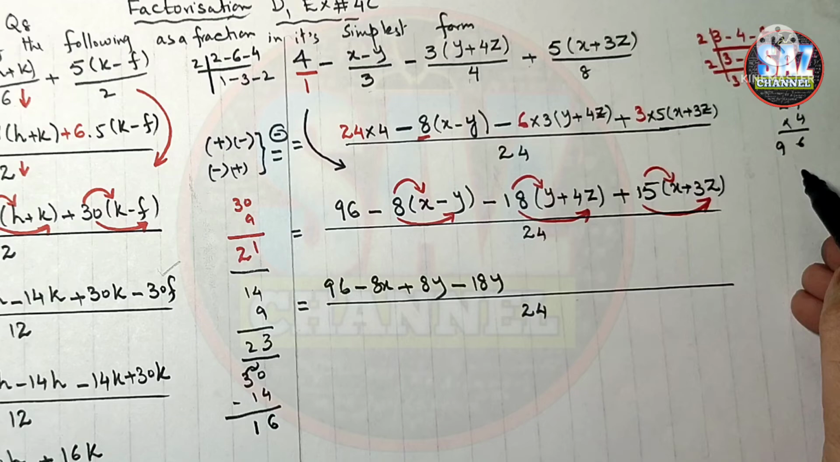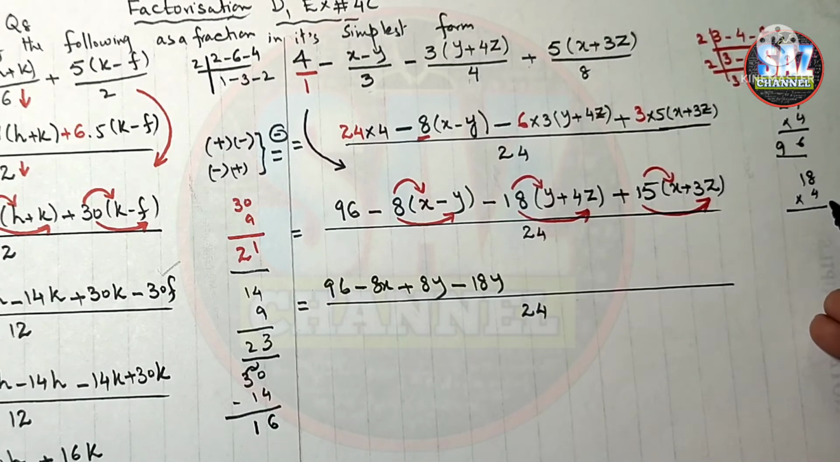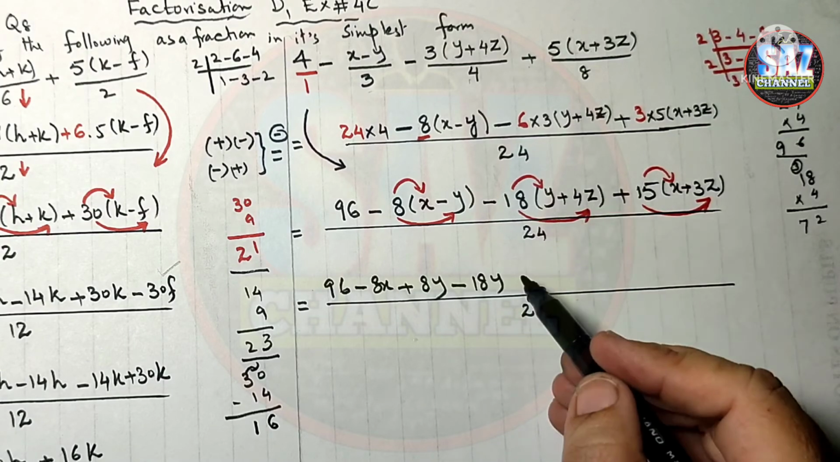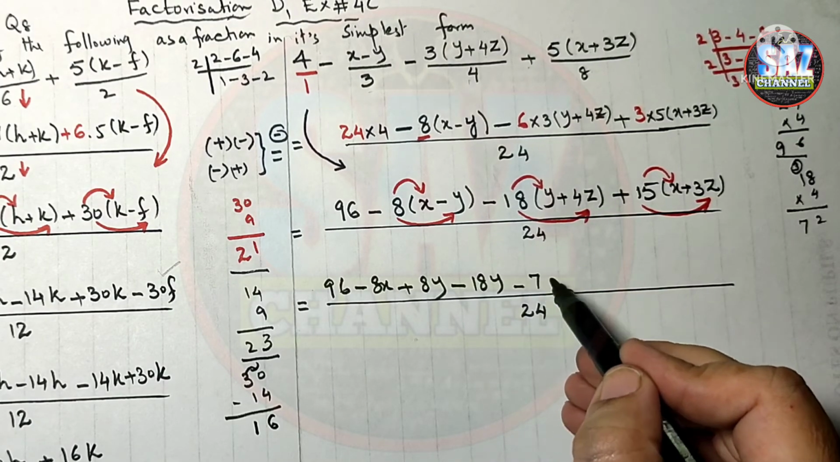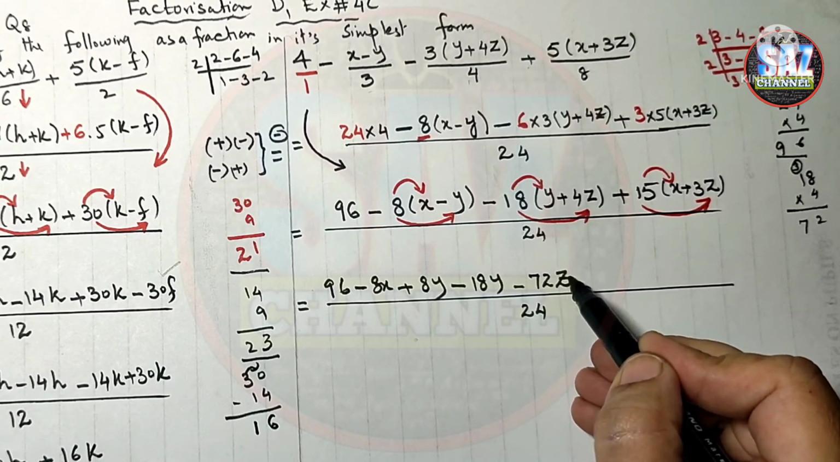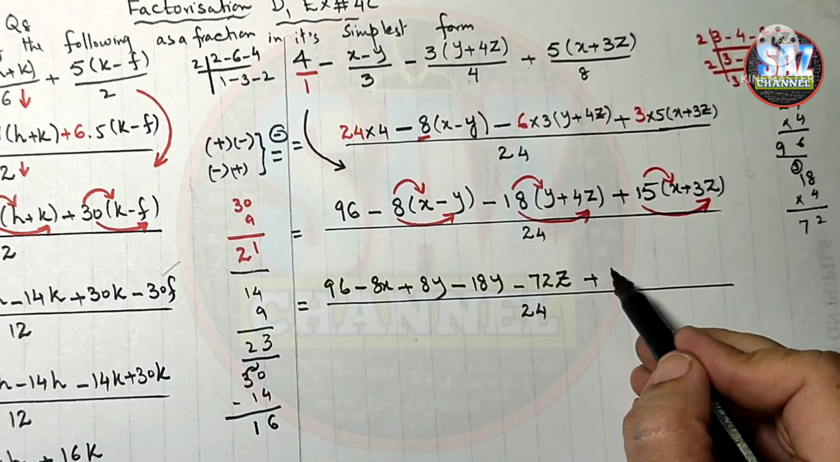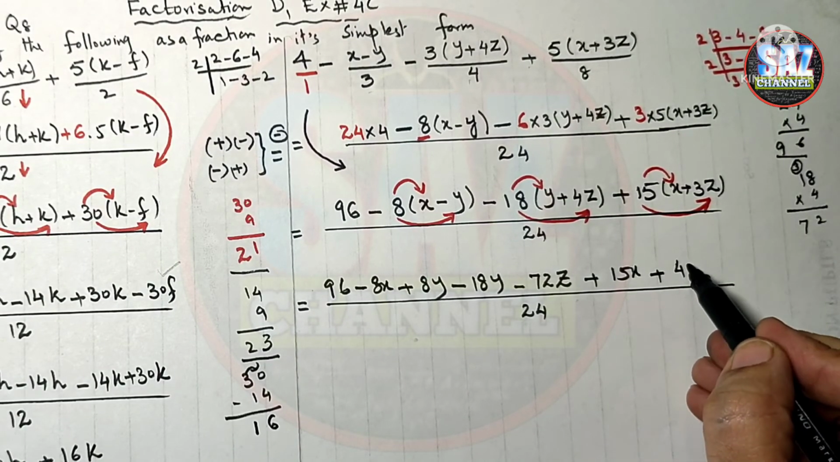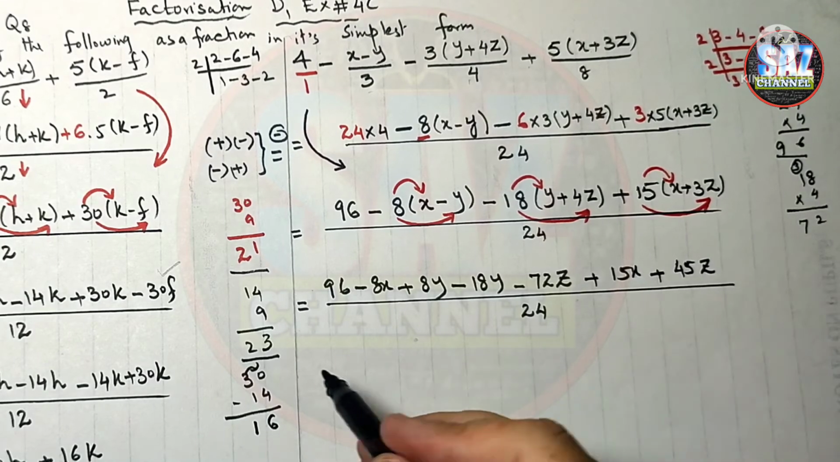18 times 4. Okay, suppose I do not know it, what I will do is simply multiply the numbers. 8 4s are 32, 4 1s are 4 and 3 which was carried, 4 1s are 4 and 3 is 7. And now I have to be really careful about the signs as well. Minus 72, 18 4s are 72z plus 15x plus 15 times 3 is 45, 45z.